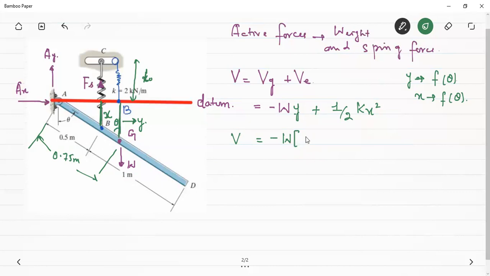0.75 cos theta, plus 1 by 2 k. The spring constant is given as 2 kilonewton per meter. Therefore, this will be equal to 2000 Newton per meter. And x, now from this right angle triangle, this is again going to be theta, and the distance of the point B from point A is equal to 0.5 meters. Therefore, this distance x will be equal to 0.5 cos theta.